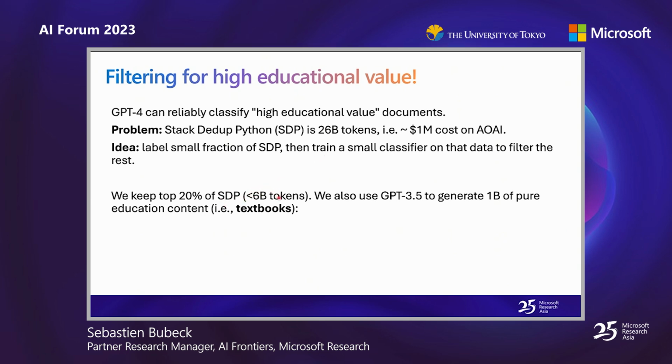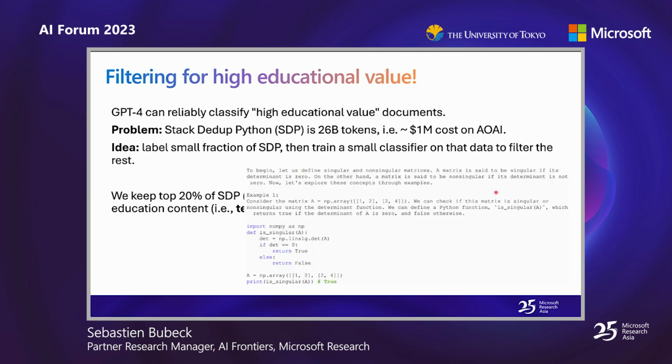We did another thing which turned out to be even more important when we moved to Phi 1.5: not only did we filter using GPT-4, but we also created purely synthetic data using GPT. And there, again, it was too costly to use GPT-4, so instead we used GPT 3.5, and we generated an extra 1 billion tokens of purely educational content. Literal textbooks. We wrote 1 billion tokens of synthetic textbooks with GPT 3.5. Those textbooks look like this.